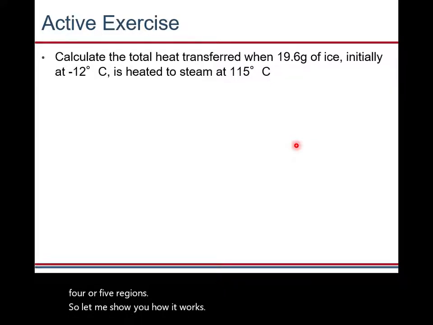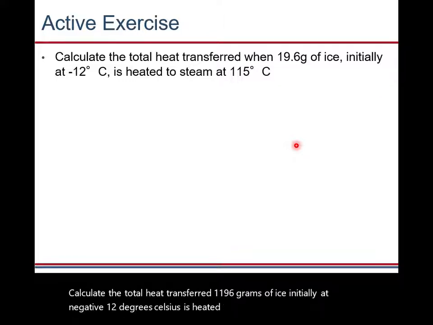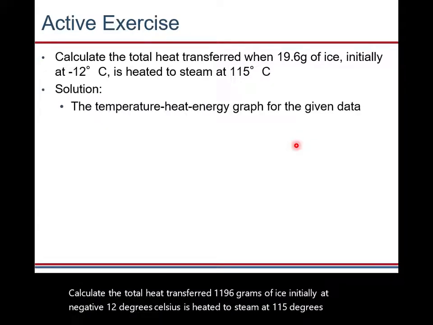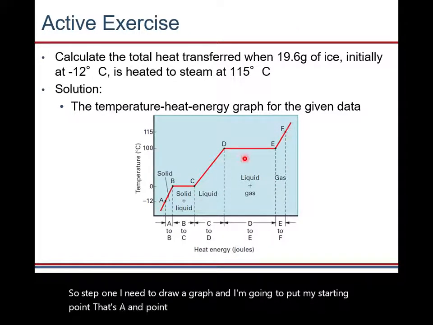Calculate the total heat transferred when 19.6 grams of ice initially at negative 12 degrees Celsius is heated to steam at 115 degrees Celsius. So step 1, I need to draw a graph, and I'm going to put my starting point. That's A, and the end point is F right there. So that means I'm going to go through all 5 segments.